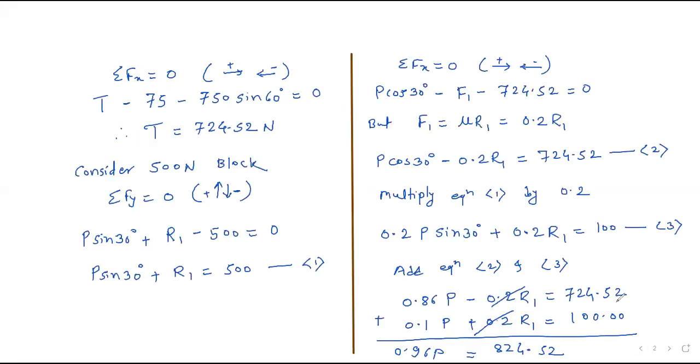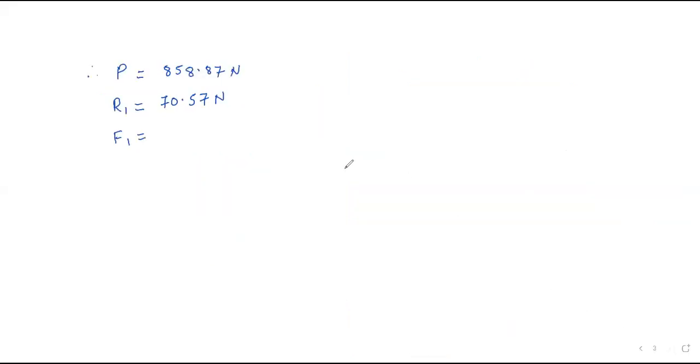Now calculate F1. F1 is equal to 0.2 R1. So multiply it by 0.2. So what is the value of F1? 14.114. Yes, sir. Others, please do check the answers. If all of you are getting the same answers, then it is correct. Let me know, shall we move to the next problem, or are you having any difficulty?